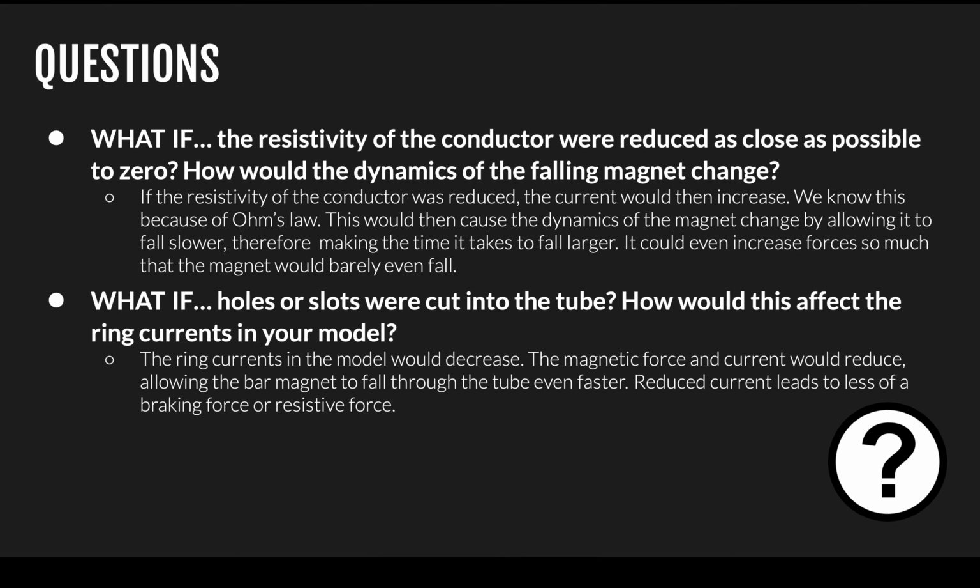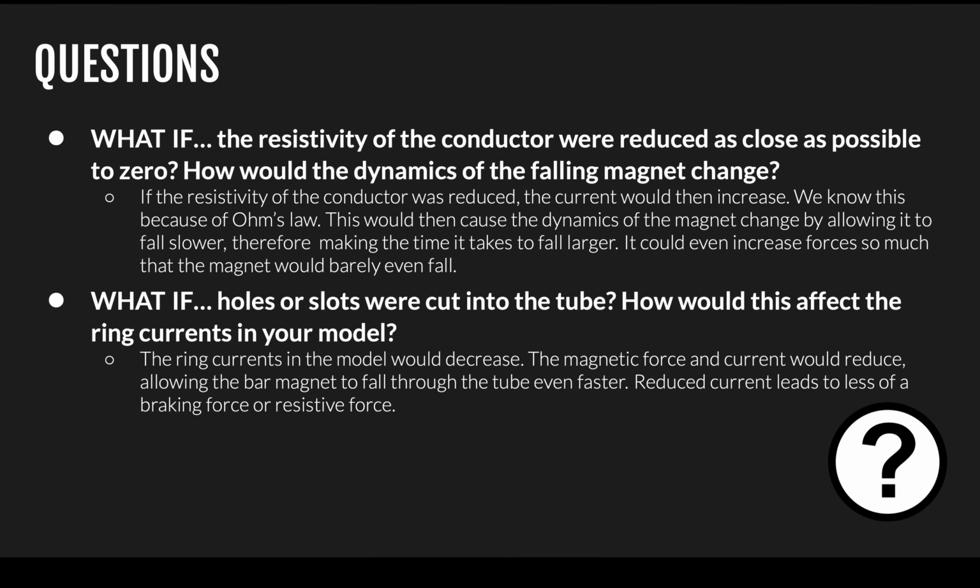So some what-if questions. If the resistivity of the conductor were reduced as close as possible to 0, how would the dynamics of the falling magnet change? So if it was reduced, the current would then increase. We know this because of Ohm's law, and then it would cause the dynamics of the magnet to change by allowing it to fall slower, therefore making the time to fall larger. It could even increase the forces so much that the magnet would barely even fall.